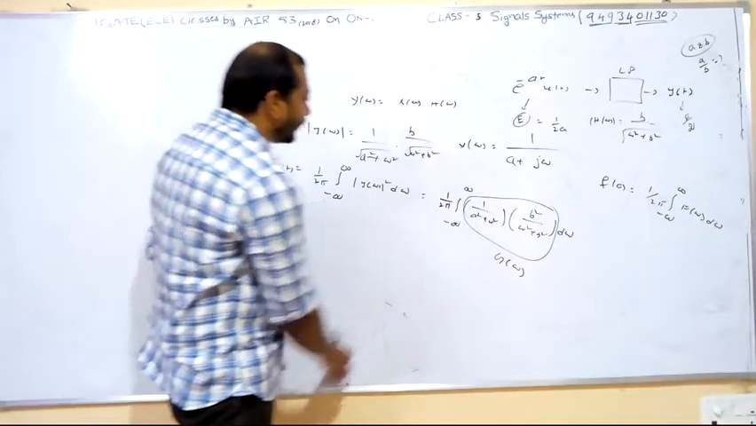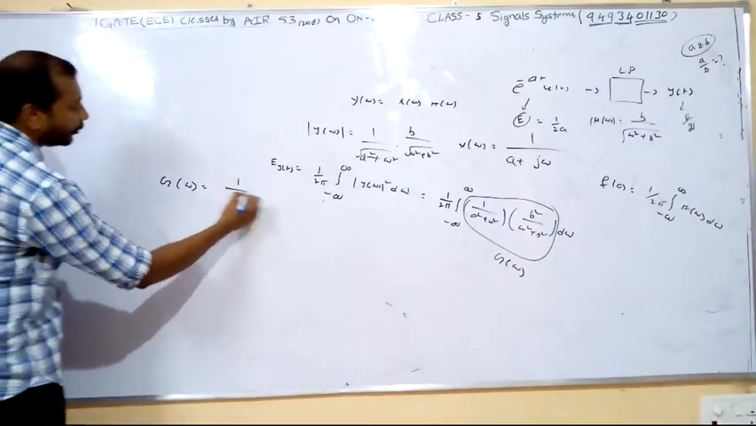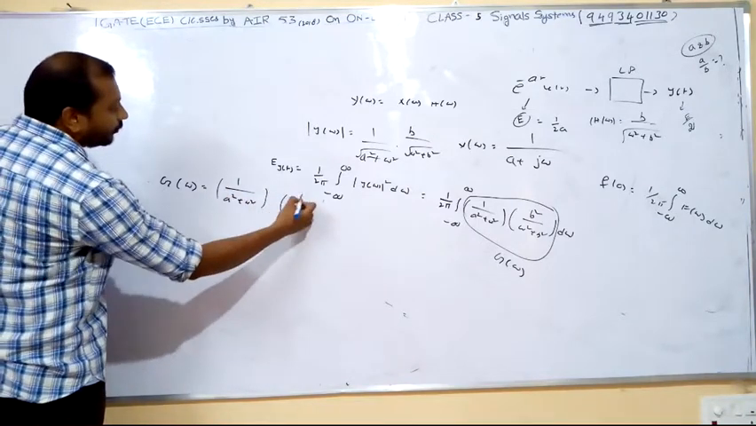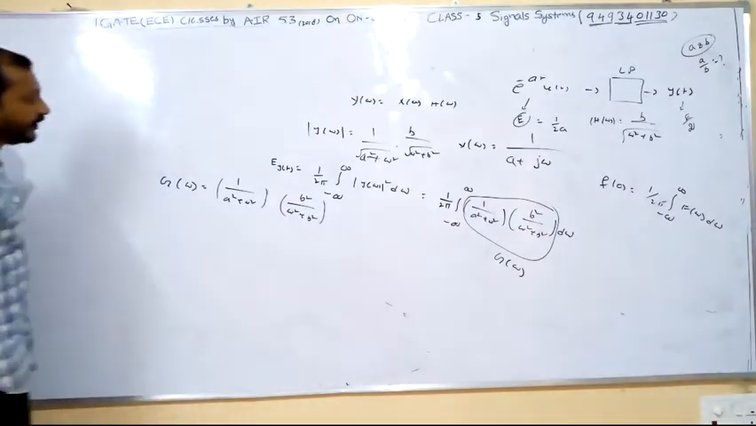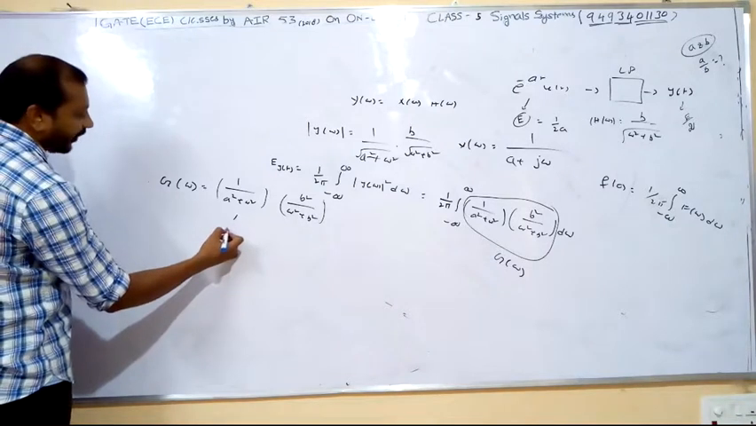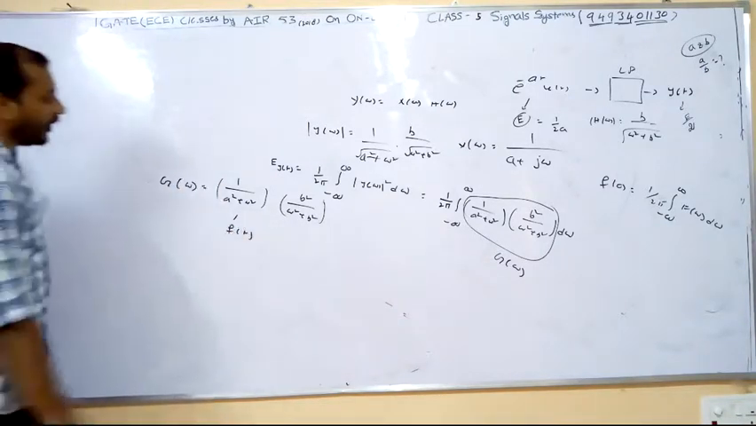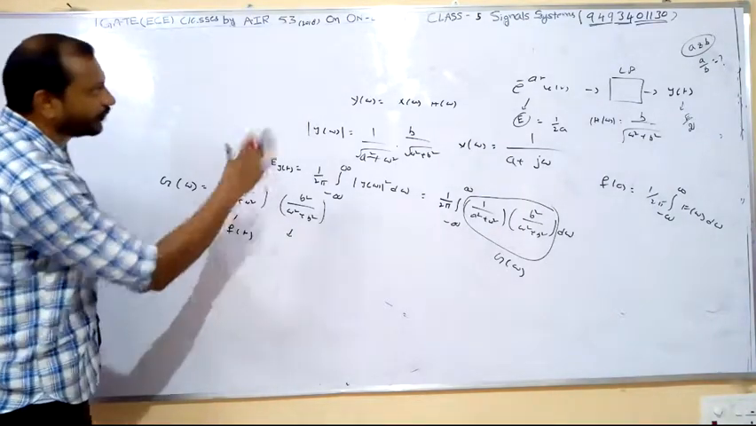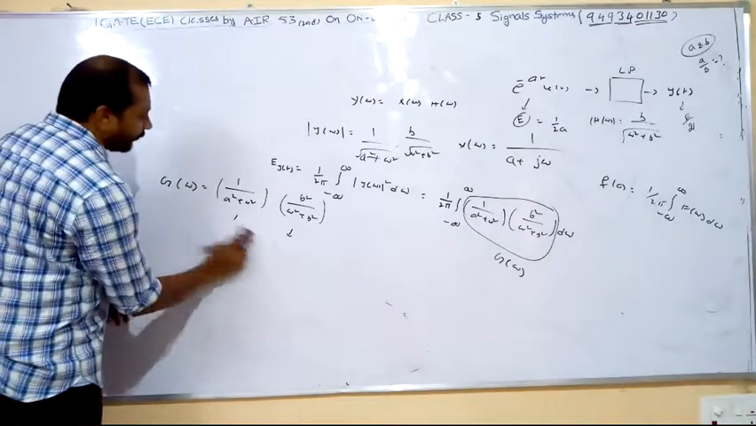This g of omega I am taking as separate. G of omega is equal to 1 by (a square plus omega square) into B square divided by (omega square plus B square). This is the g of omega I am considering again. This has some f of t, and this has some x of t, y of t, h of t, g of t, m of t and n of t.